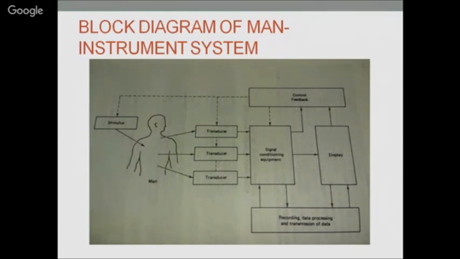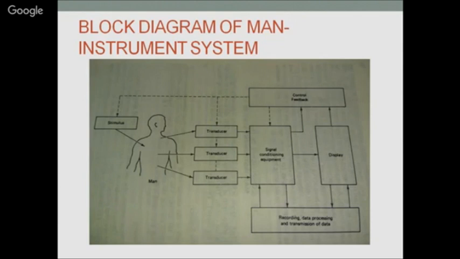Okay, now the transducer. You have to be very careful because the transducer should be more sensitive and selective here, because the signal which we will get from man, or you can say a human, will be a very weak signal. The transducer plays a very critical role here. So you cannot go for a normal transducer. You have to be very careful while selecting the transducer.